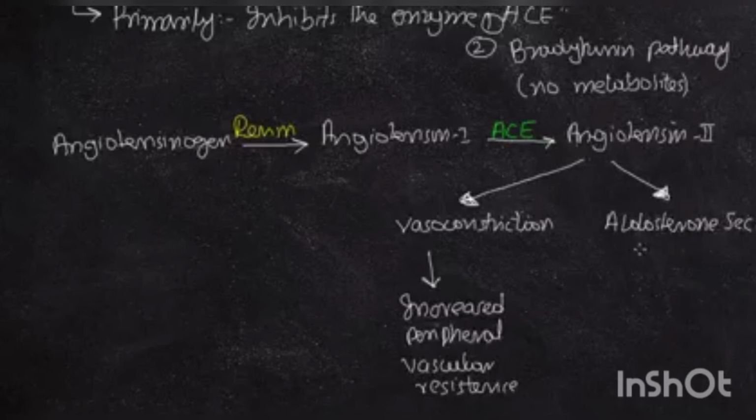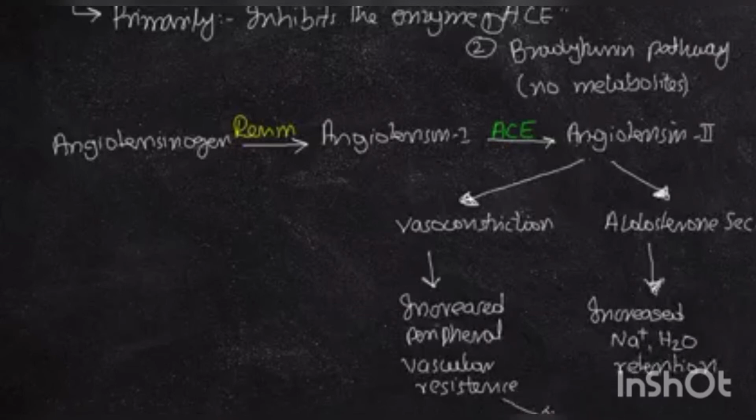On the other hand, it causes aldosterone secretion, and aldosterone secretion leads to increased sodium and water retention inside the body. These two ultimately lead to increased blood pressure. This is the normal process by which ACE works.